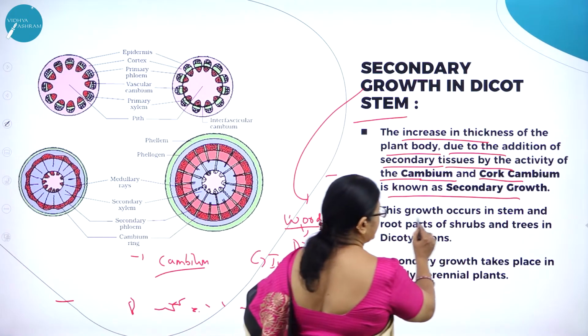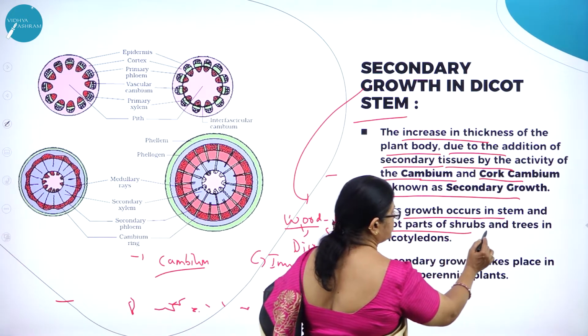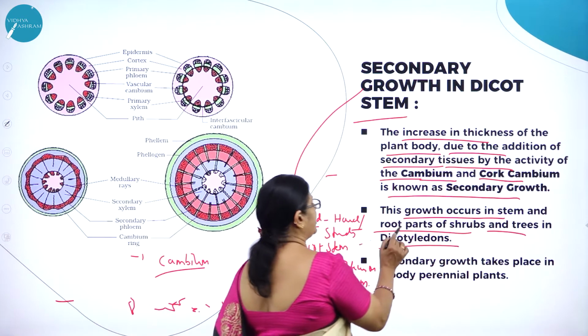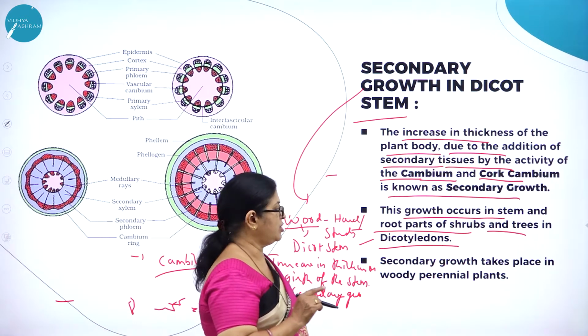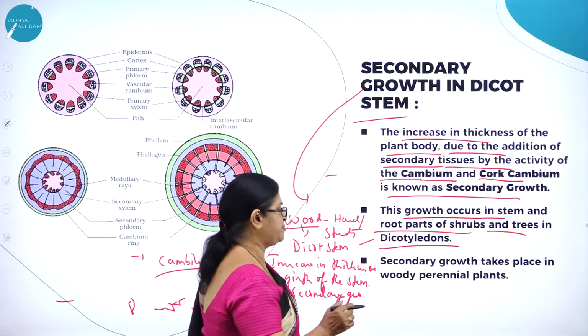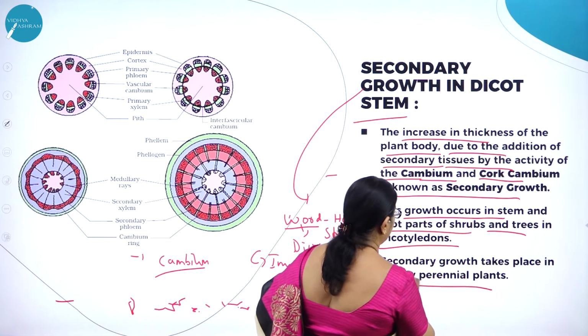This growth occurs in stem and root parts of shrubs and trees only in dicotyledons. Very, very important. It does not take place in monocots. So secondary growth takes place in woody perennial plants.